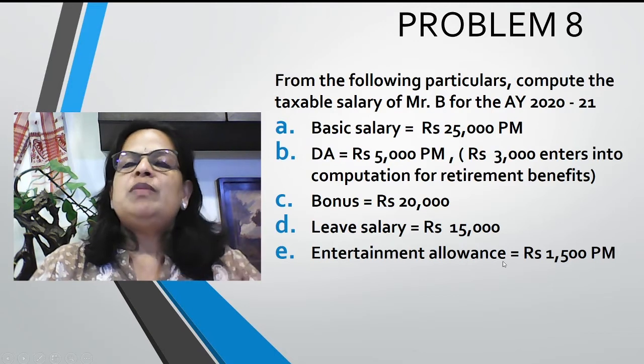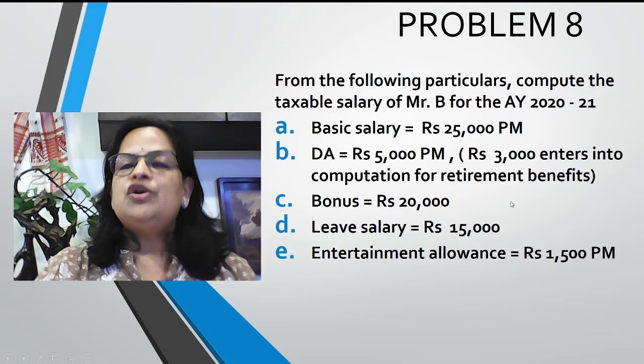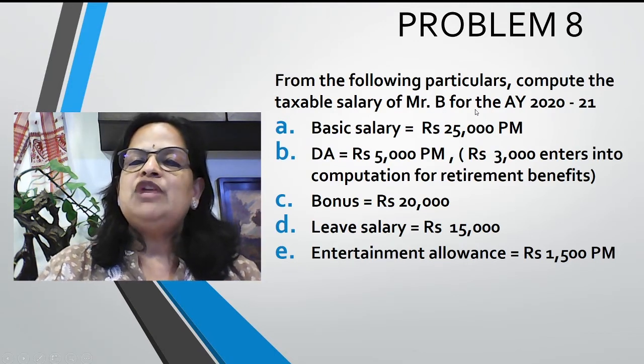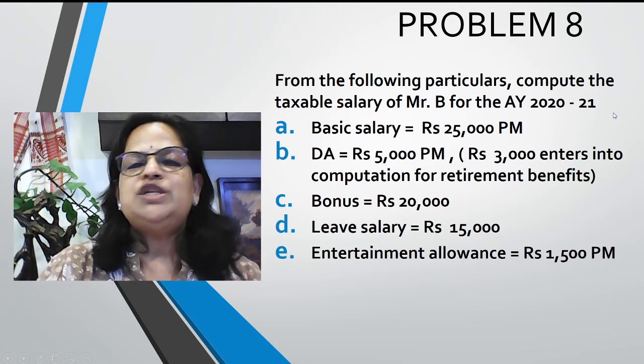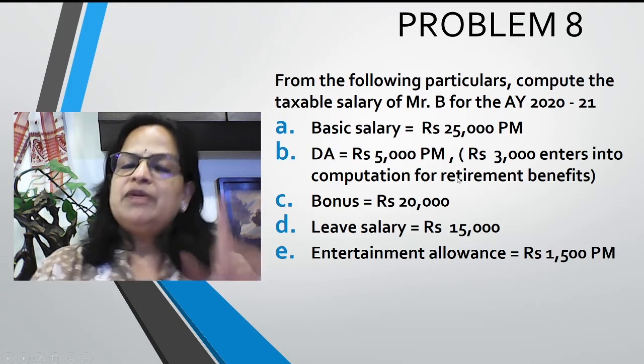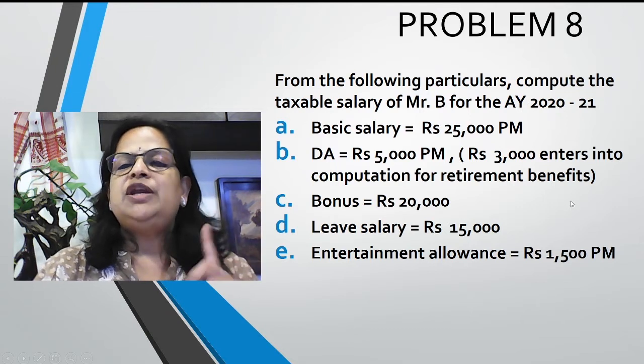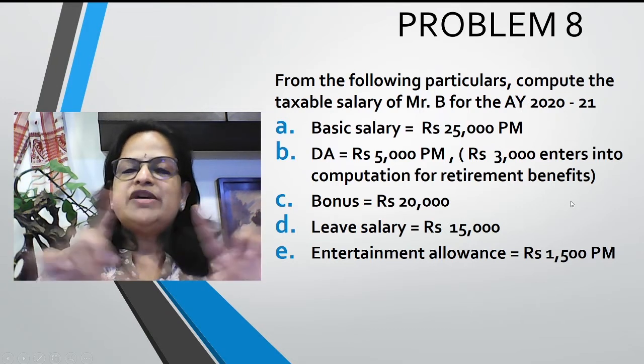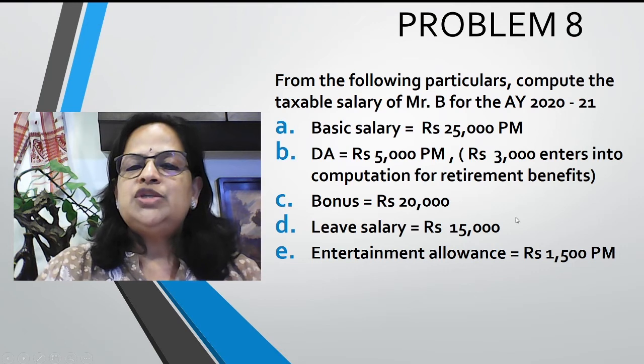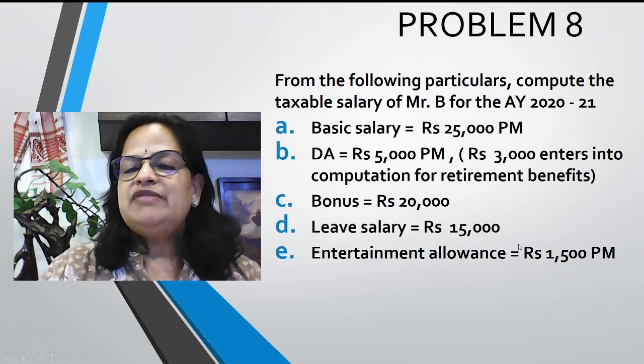Now the last problem for this module. From the following particulars, compute the taxable value of Mr. B for the assessment year 2021. Basic salary 25,000 per month. Dearness allowance is equal to 5,000 per month. But remember, only 3,000 is entering into retirement benefits, so we will bifurcate this. Bonus 20,000. Leave salary 15,000.